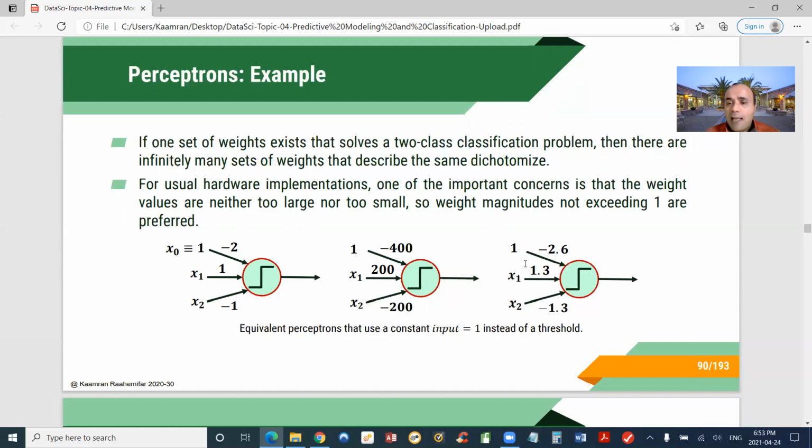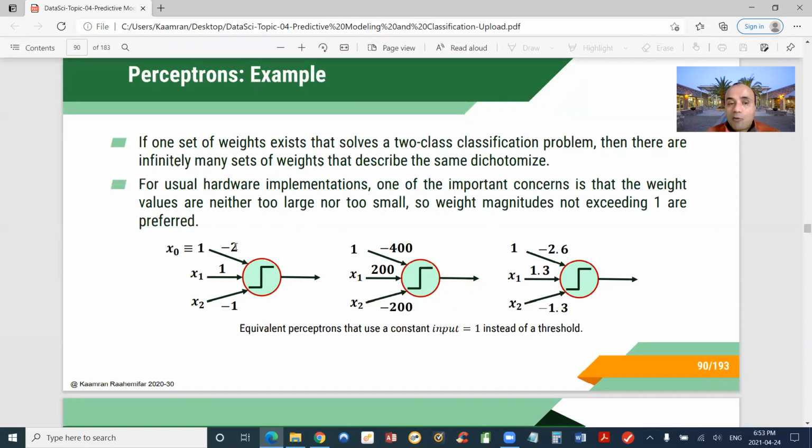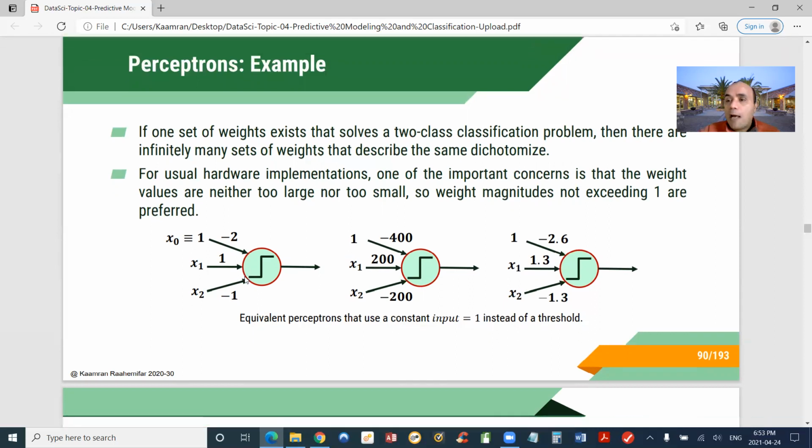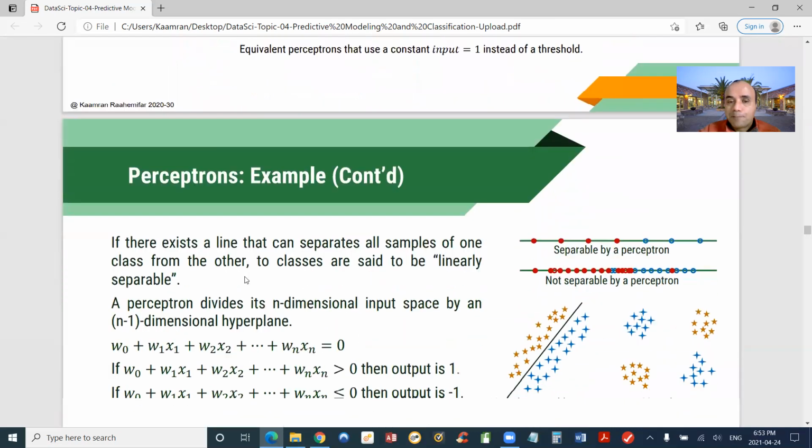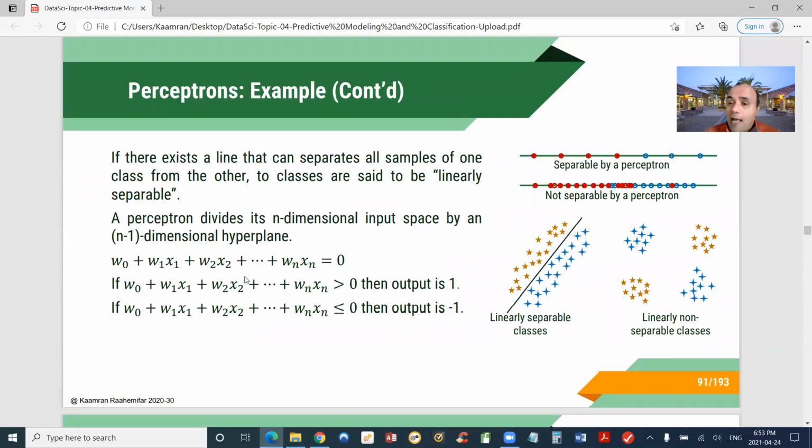You could potentially say that these networks are the same. True. If you multiply this by 200 and this by 200 and this by 200, and the same goes for 1.3, minus 1.3, and 2.3, minus 2.6, you are going to get the same network. But in terms of implementation, this is easier to implement. So we would like to remain within the means, often around 1 or even less than 1. That was actually a nice problem we solved.